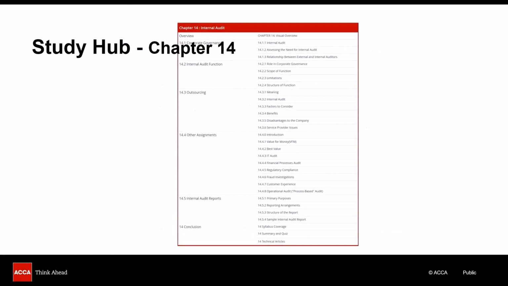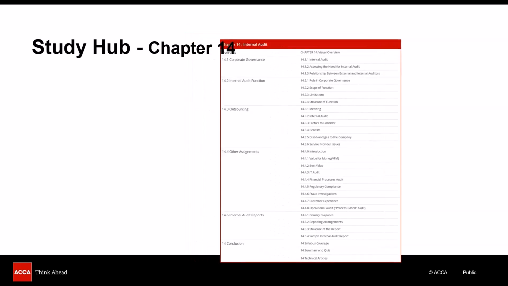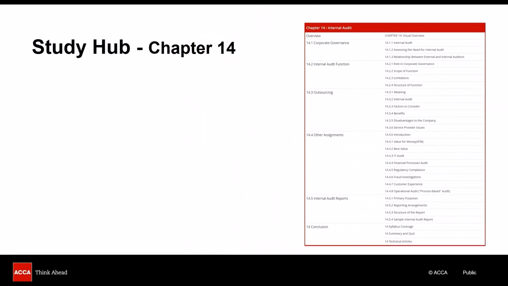Now, just to make your life easier, ACCA has everything sorted out for you. We know there's quite a bit of content that needs to be prepared. You can actually do this preparation from chapter 14 of the Study Hub. You can see on the screen that this covers all the syllabus areas so that you can use this as a checklist to make sure nothing is left out.